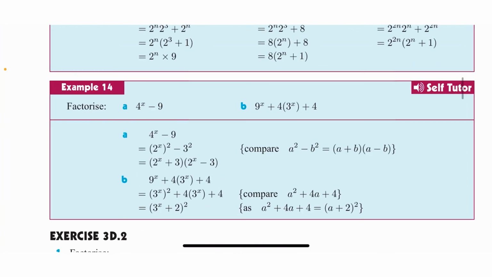In example 14, we factorize given expressions. For example, 4 to the power of x minus 9. We can write 4 as 2 squared and 9 as 3 squared. So we get 2 to the power of x plus 3 times 2 to the power of x minus 3.